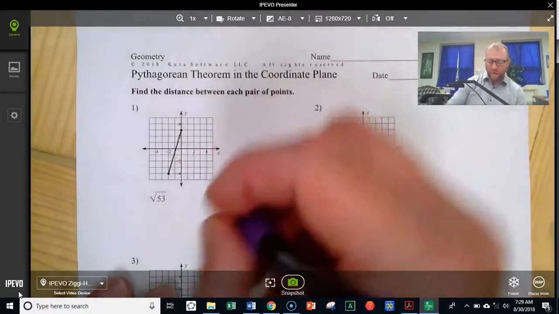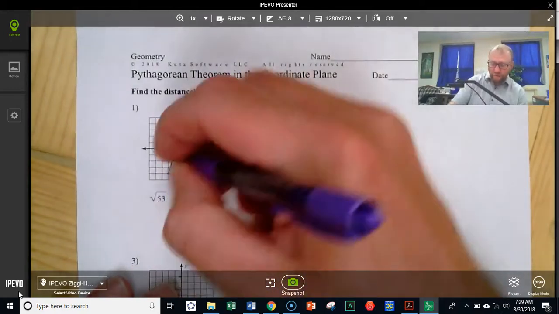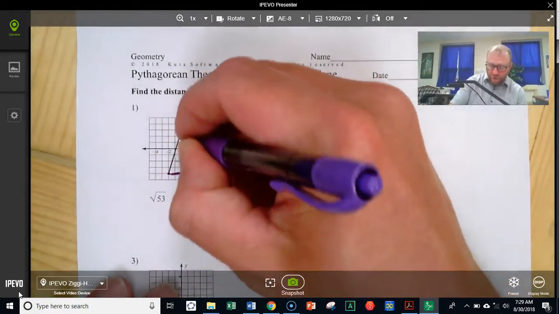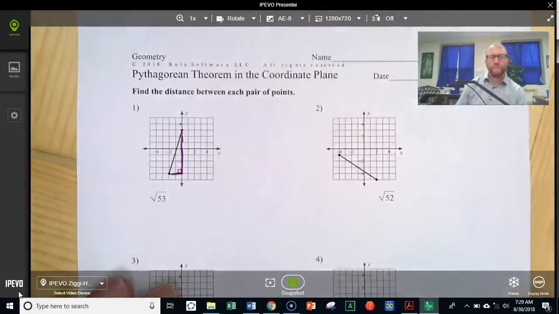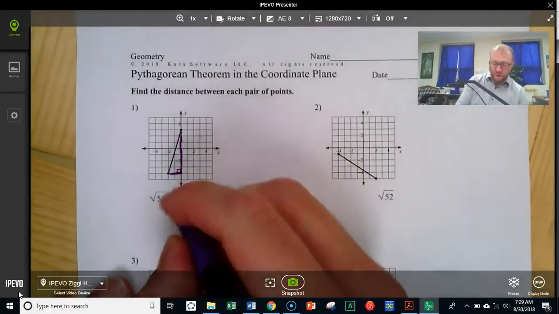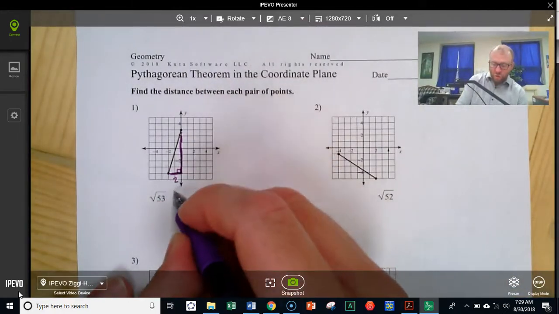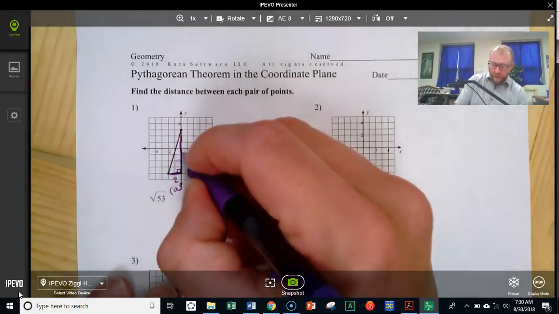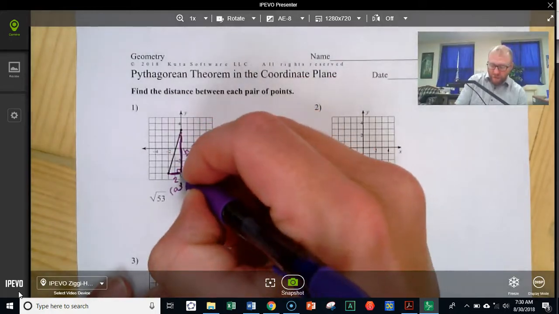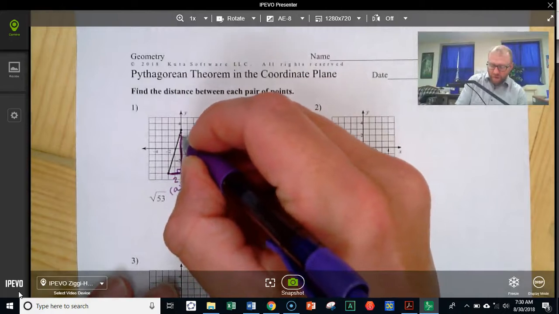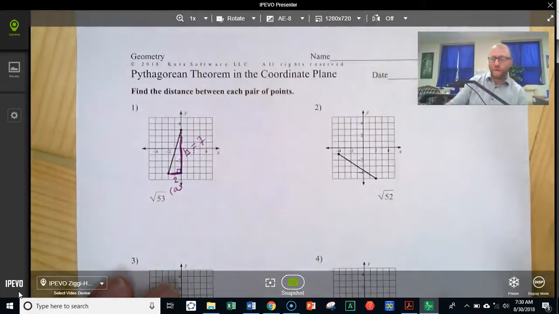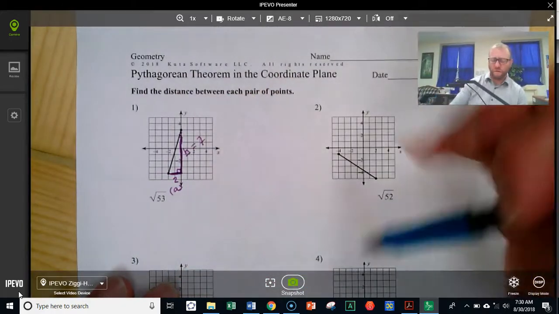So, if I want to find the length of this segment, or the distance between these 2 points, notice how I can draw this in and turn it into the hypotenuse of a right triangle. Down here, this leg is 2. We call that A. And up here we've got B, which is 1, 2, 3, 4, 5, 6, 7. 7.